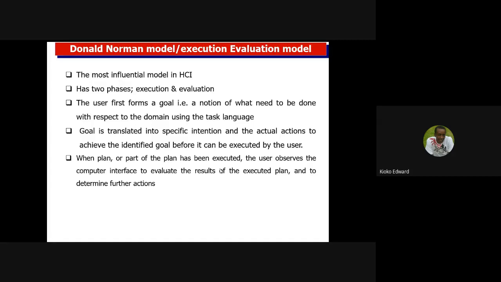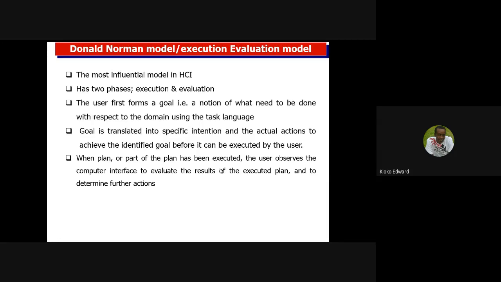Once all the actions, the entire plan, has been executed, it's upon the user to observe the interface. And in this case, the interface will be that system. So it depends on how you created the system. If, let's say, it's a web-based application, then I need to observe that web-based application so that I can evaluate the results of the executed plan and determine further actions. These further actions will determine, number one, was the interaction successful or was it not successful?